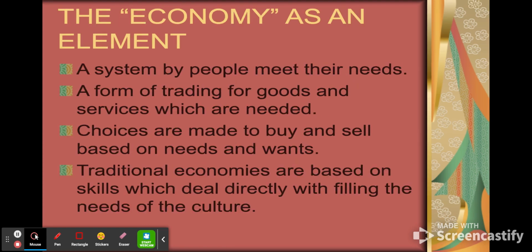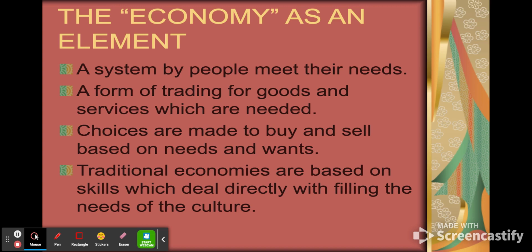The economy as an element, a system by which people meet their needs, a form of trading for goods and services which are needed. Choices are made to buy and sell based on needs and wants. Traditional economies are based on skills which deal directly with filling the needs of the culture. That is the economy.